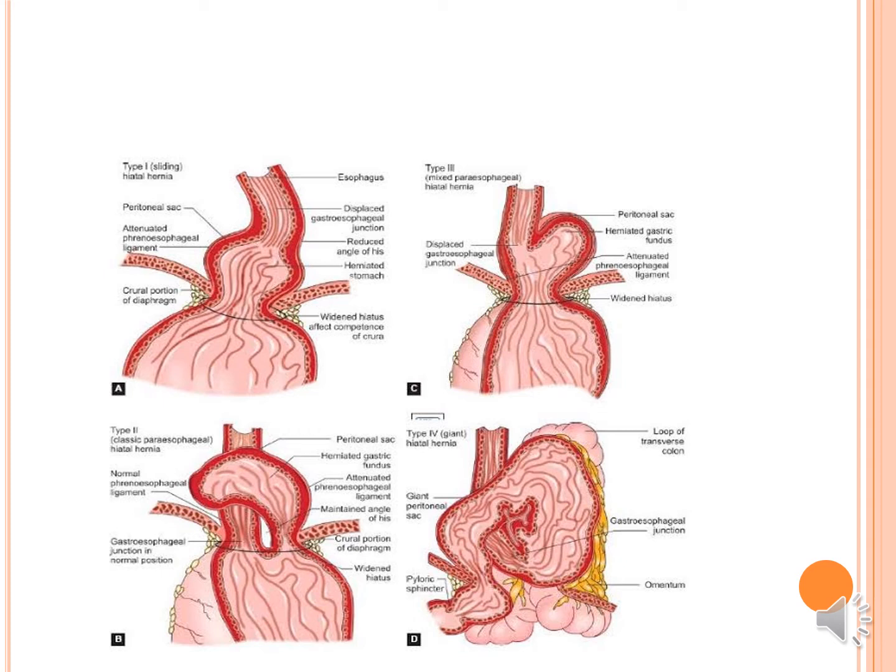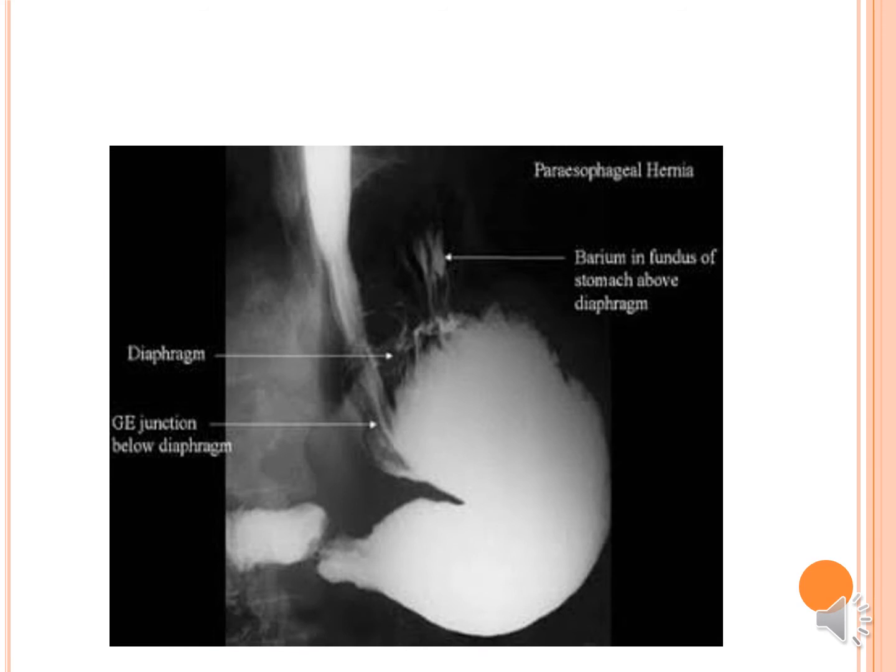Widened hiatus. Okay, and type 4, this is mainly the giant hiatal hernia. What happens here? This is the gastroesophageal junction. This is the omentum, and this is the herniatic sac of the stomach. This is what you see in a barium swallow, that is the paraesophageal hernia. Here, what you see is the barium in the fundus of the stomach above the diaphragm. This is the diaphragm and this is the gastroesophageal junction below the diaphragm.